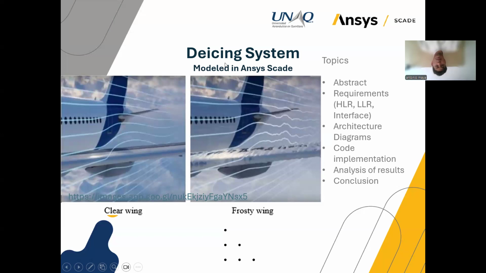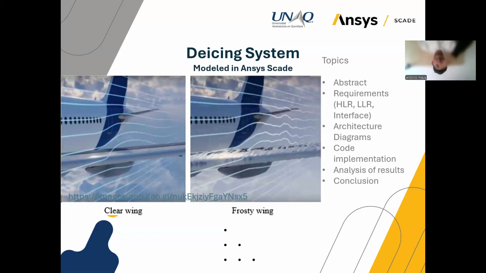The surfaces, in order to avoid crashes and maybe misoperations. And why are we doing this? So we're modeling this in a software that we're going to cover and abstract: the high-level requirements, low-level requirements, and interface requirements also, the architecture diagrams, code implementation, analysis of results, and conclusion.